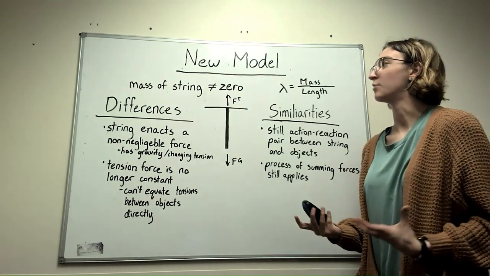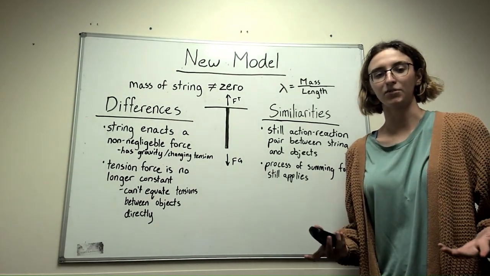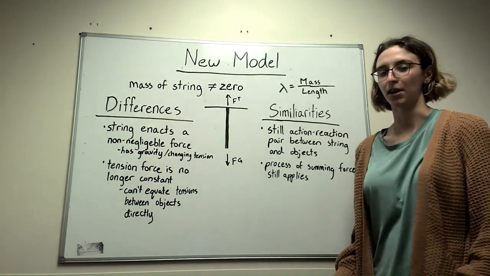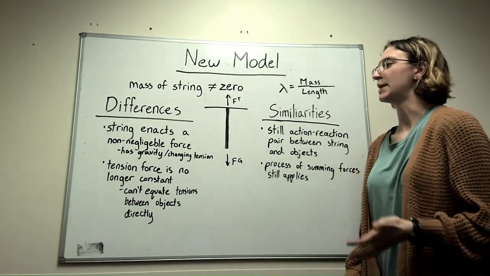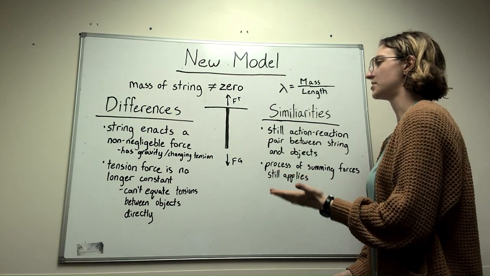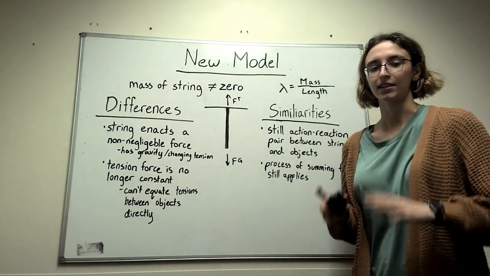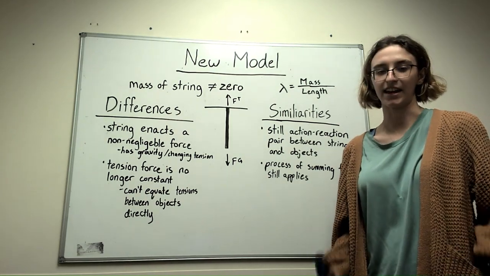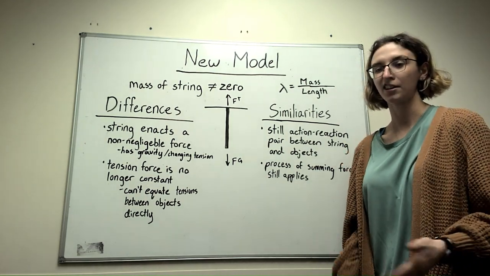Now that we have recapped why we made the assumptions in our old model, we can now look at our new adapted model. And in our new adapted model, we are going to assume that the mass of the string is not equal to 0. It has a mass, and we have to factor that into our calculations.